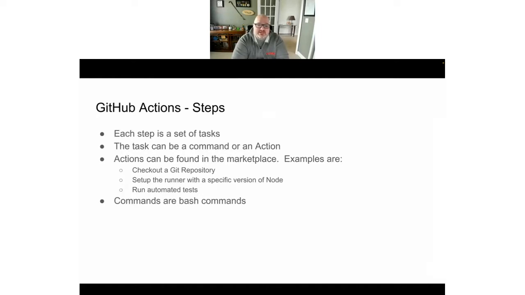So each job has a set of steps, and a step is a set of tasks, or is a task. The task could be a command or an action. A command would be just a bash shell command, or if you're running on a Windows runner, a Windows command. An action, actions can be found in the marketplace. Some examples of actions would be to check out a GitHub repository, set up the runner with a specific version of Node, run automated tasks, upload a container to Docker, or log into Docker. And like we said before, commands are just bash commands.